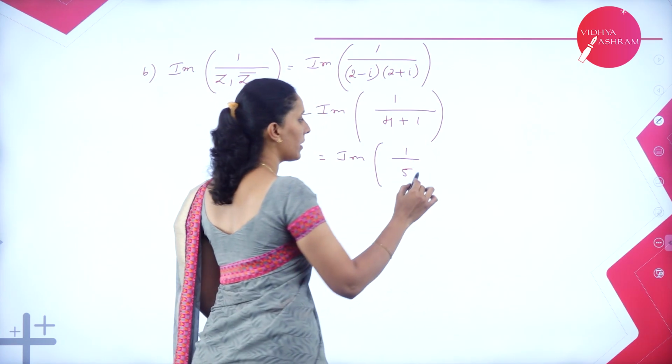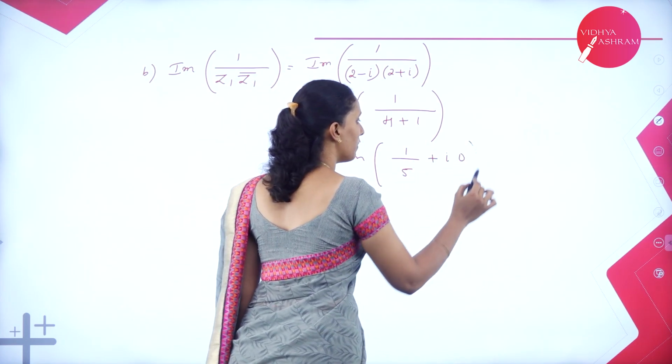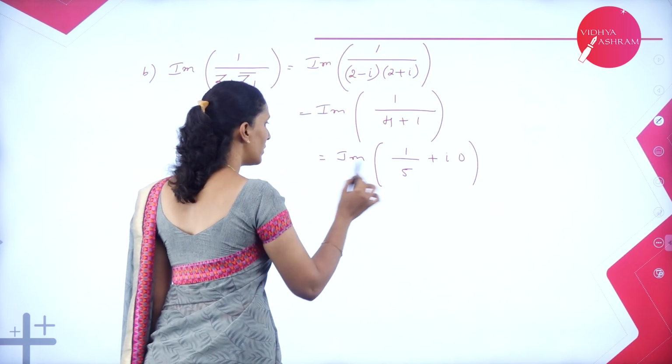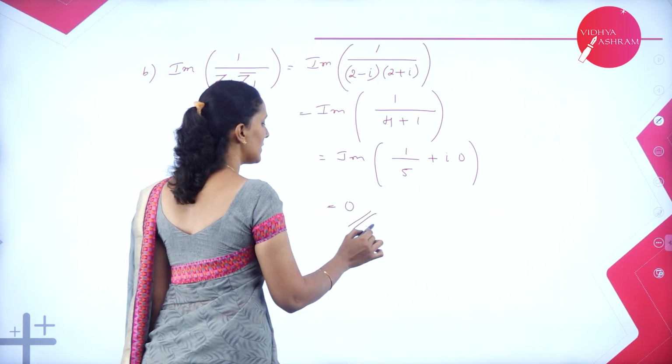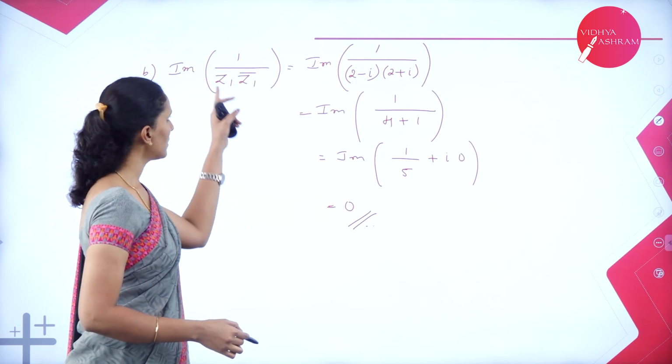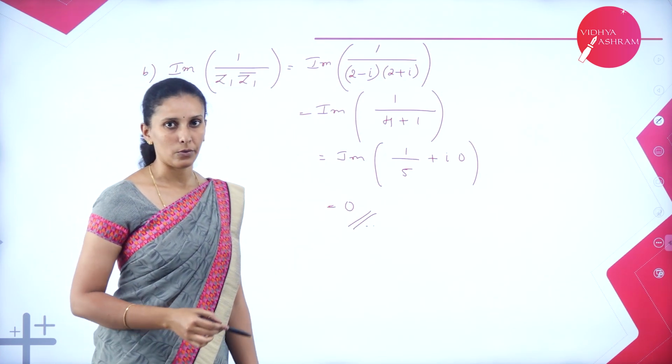There is no imaginary part. We have a purely real number. So the imaginary part of this is clearly 0. That is, the imaginary part of this complex number is clearly 0.